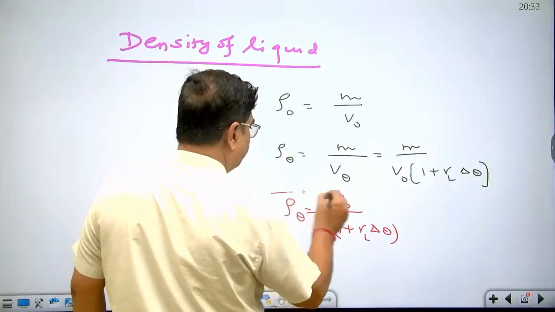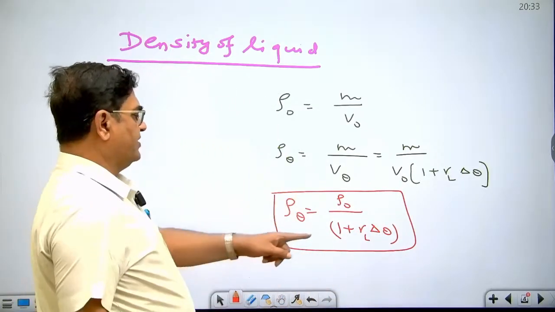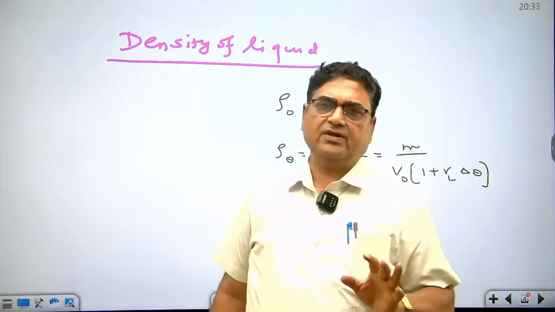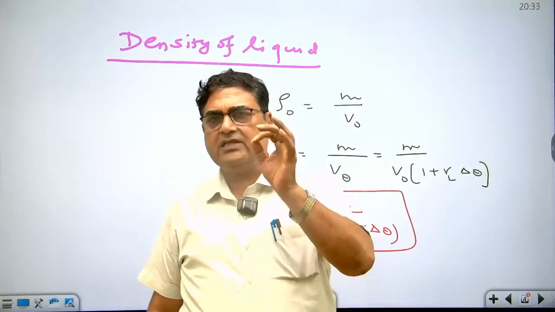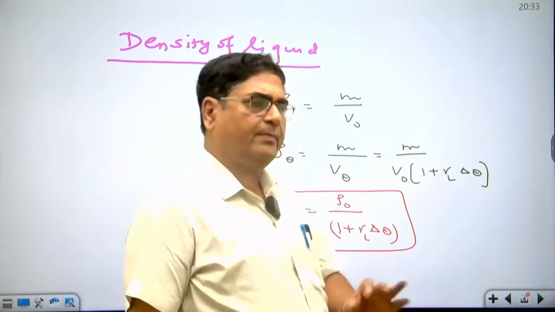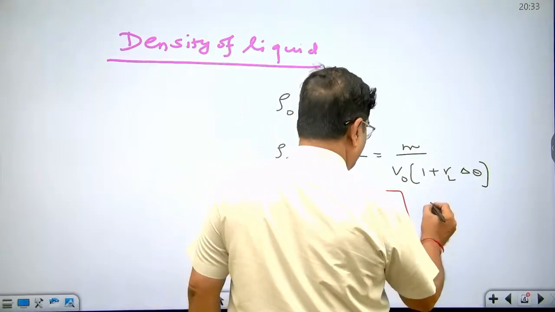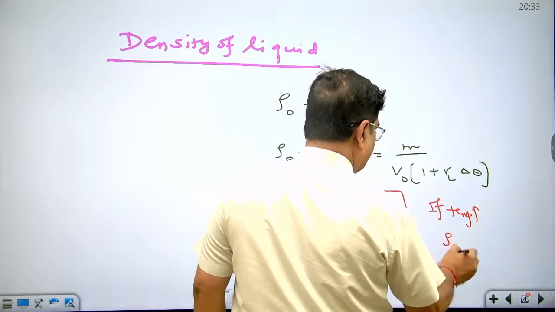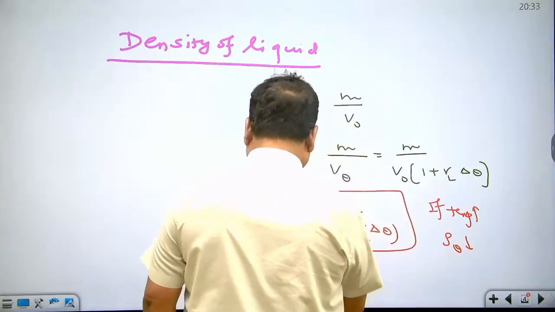So dear student, if we increase the temperature, then density decreases. Remember, with the increase in temperature, density of liquid decreases, okay? This is a very important result. If temperature of liquid increases, then density of liquid decreases, okay? This is the relation.